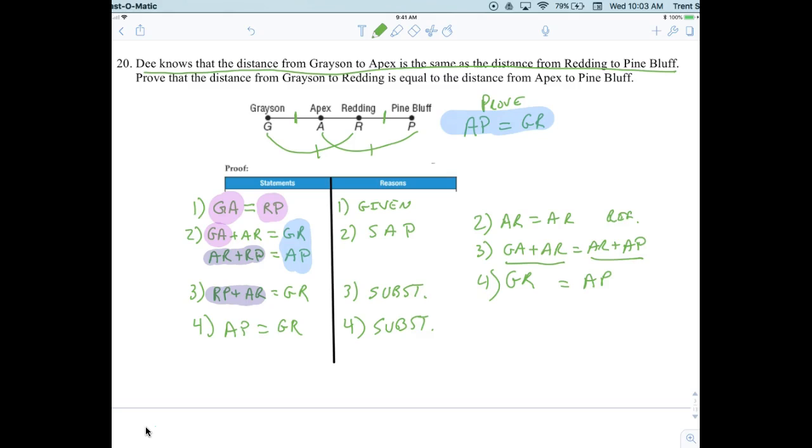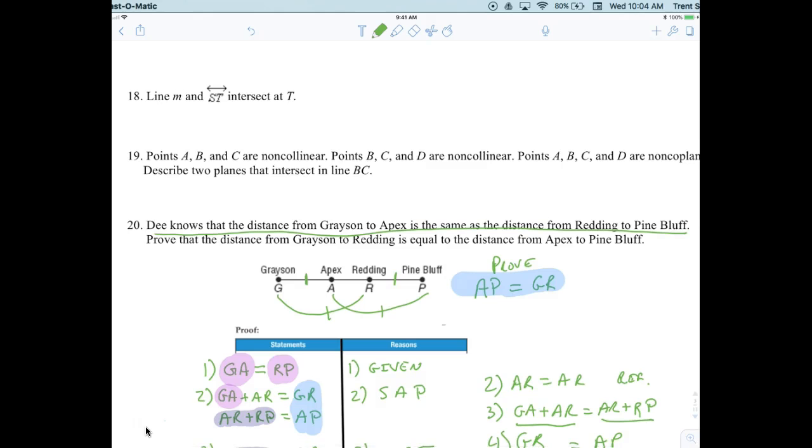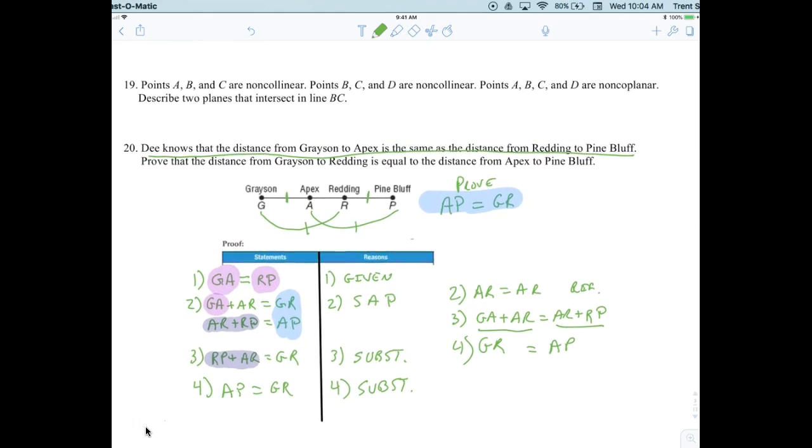Let's look at 19. What, go ahead. AR plus AP. Oh, I'm sorry. AR plus RP. I meant to put RP there, buddy. Thank you, good job. All right, now he wants me to take a quick look at 19.